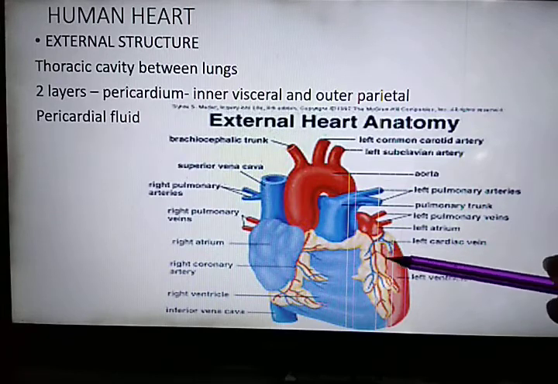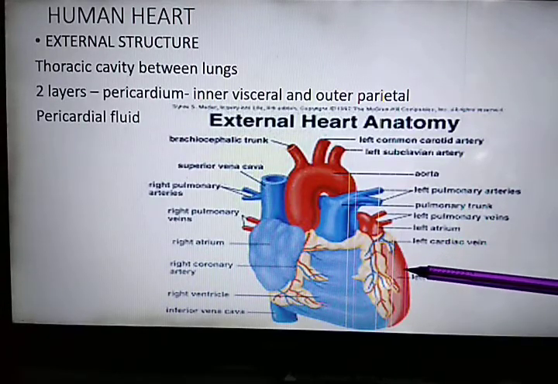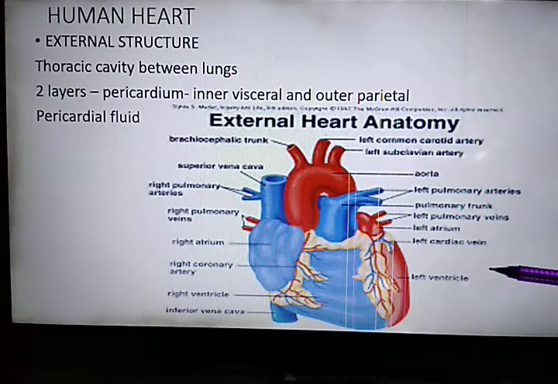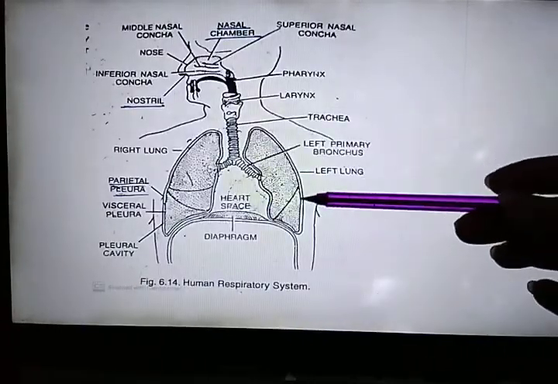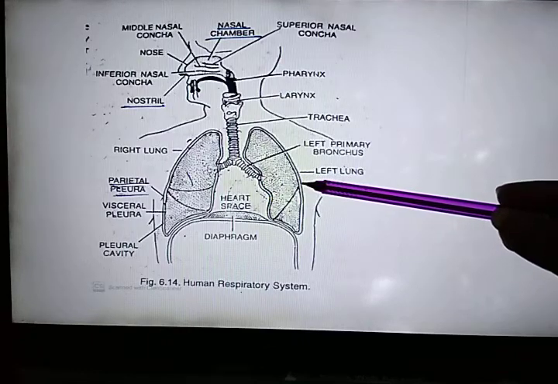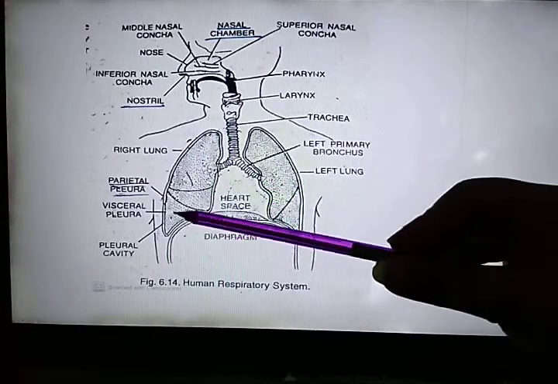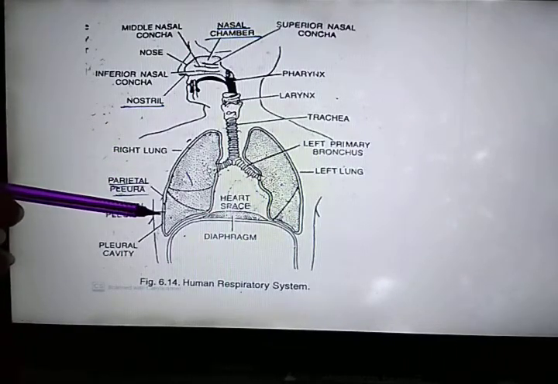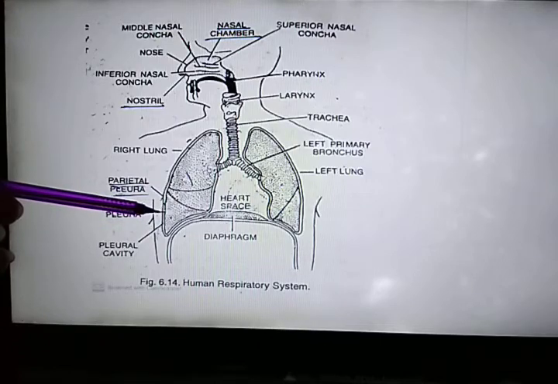Now, the human heart. This is the external structure of the heart. The human heart is covered by 2 layers. Like you have studied earlier that the lungs were protected by 2 layers, inner visceral pleural membrane and outer parietal pleural membrane, and in between the 2 pleural fluid was present. Outer parietal pleural membrane, inner visceral pleural membrane, and in between the 2 the pleural cavity was present, which was filled with the pleural fluid.